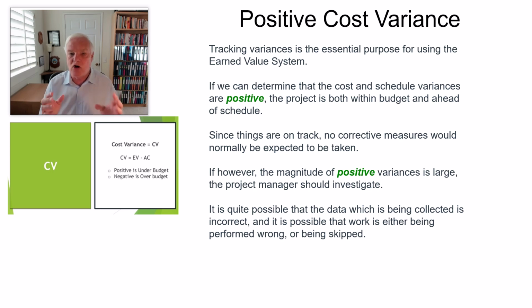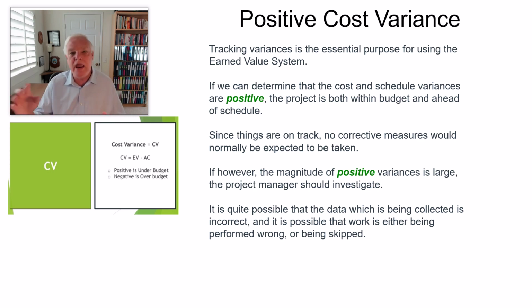If we can determine the cost and schedule variances and that they're positive, the project is both within budget and ahead of schedule. That gives us an indication as to our performance. And since things are on track in that position, there's no corrective measures that would normally be expected to be taken. Keep doing what you're doing. If you've got a positive position, you've got to be doing something right, and we want you to continue doing that. However, if the magnitude of positive variance is large, the project manager should investigate that.